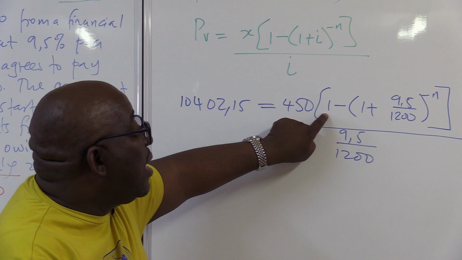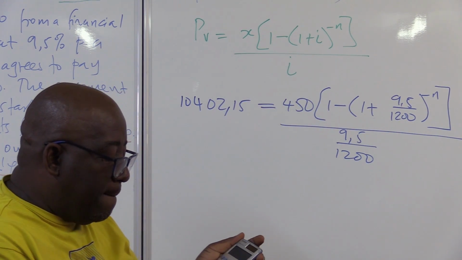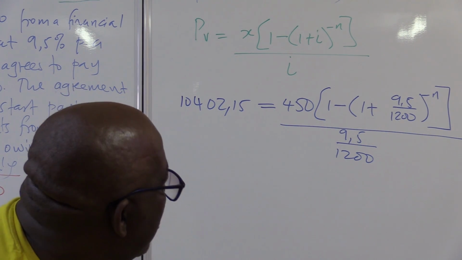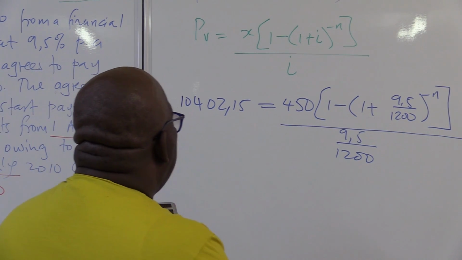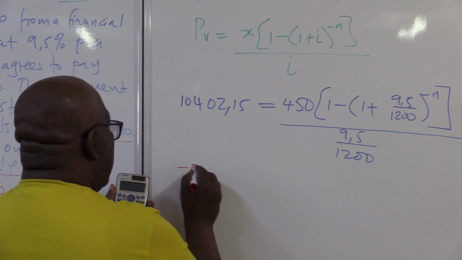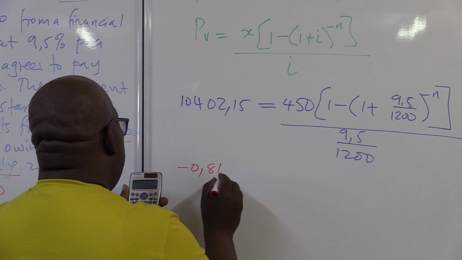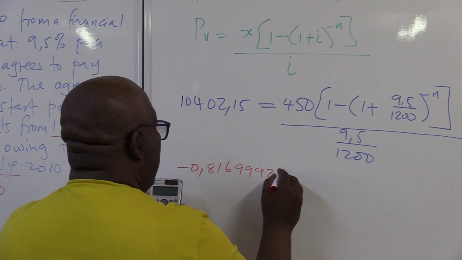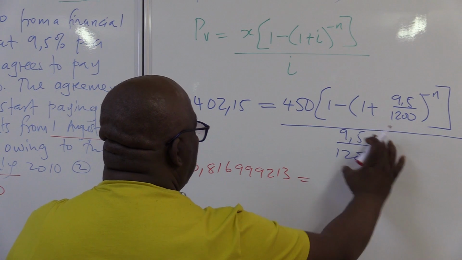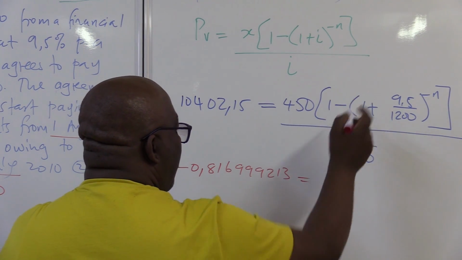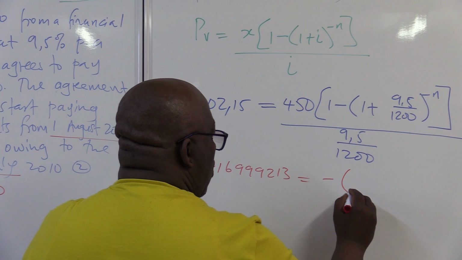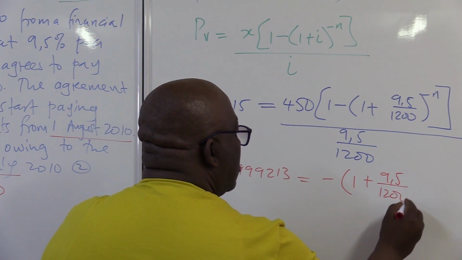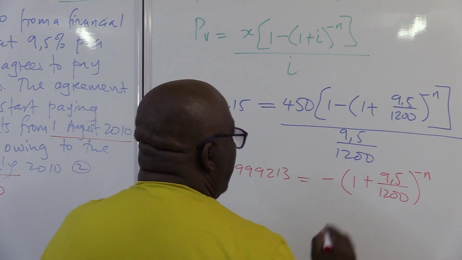The next thing is to remove this one. If I transpose it that side, it will be minus 1. What do I have now? Let me write what we have now. I'll write it as it is. This side I will have negative 0.816999213. This side, remember this was gone, and this one was gone. I'm left with negative, 1 plus 9.5 over 1,200, raised to the power minus n. This is what we have.